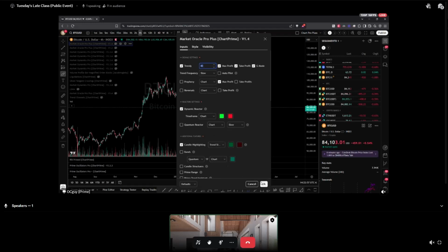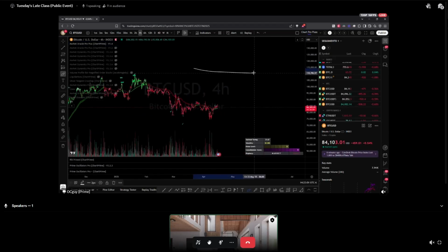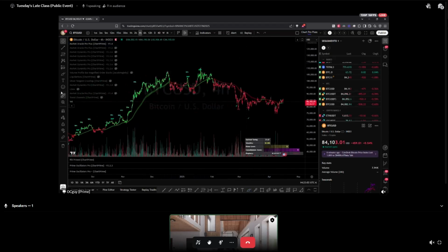All right, so I'm going to be turning it on, and this is what we got. We got my Trendy giving me green and red candles, and I have my Dynamic Reactor giving me breakthrough and retest. Look at that, acting as a beautiful EMA. And the importance in this is that it's not an average of candles like EMAs. This is an average of important volume area per candle.